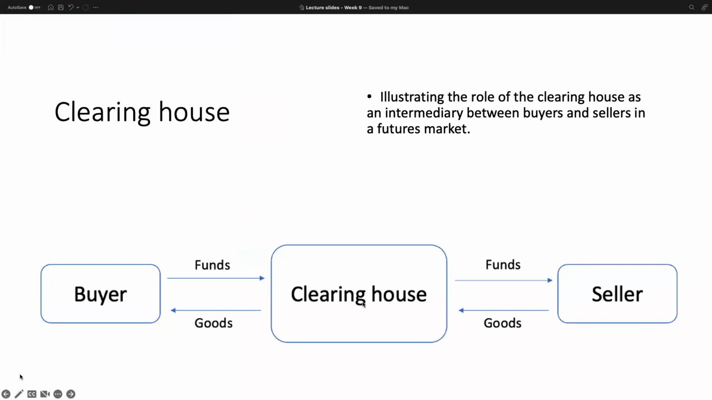Graphically, we have the clearinghouse here, and the buyer would receive the goods and puts the funds to the clearinghouse, and then the funds would go to the seller. This is not the same amount because the clearinghouse would add a small margin, right? And the seller would deliver the goods to the clearinghouse and to the buyer. This is the illustration of the role of the clearinghouse in the transactions.